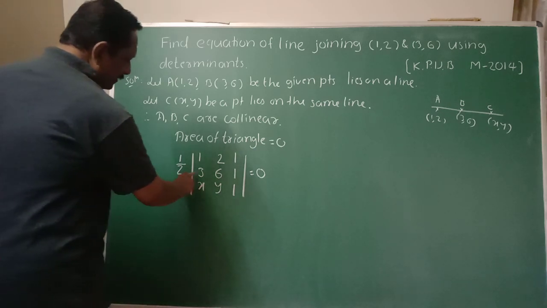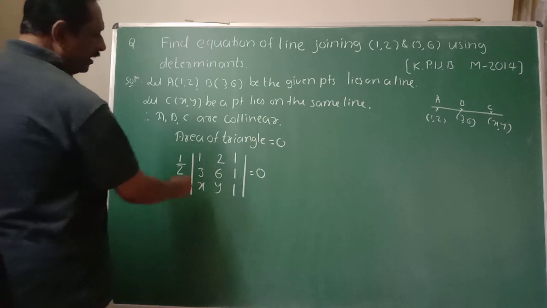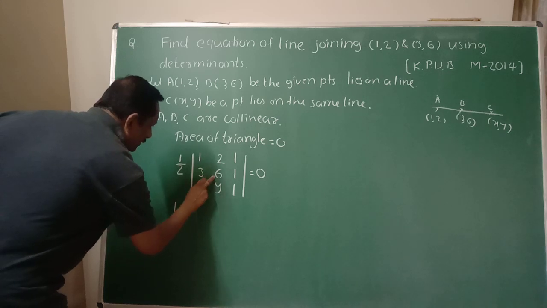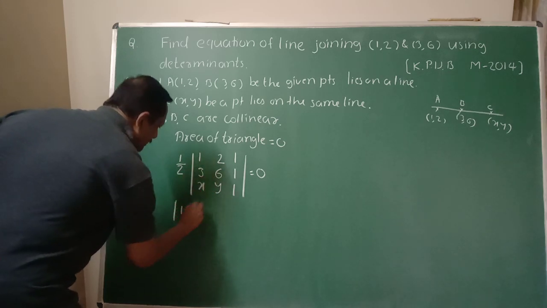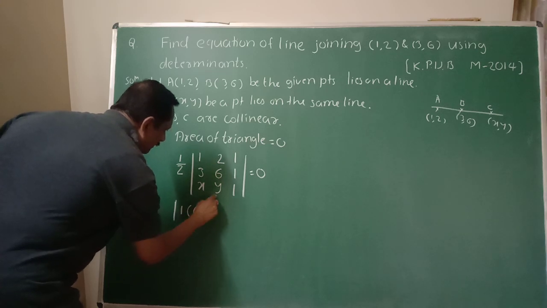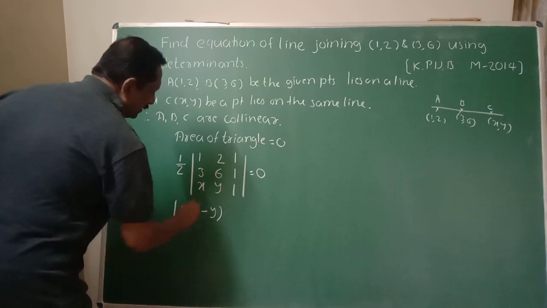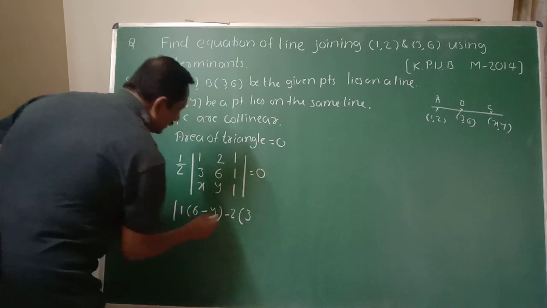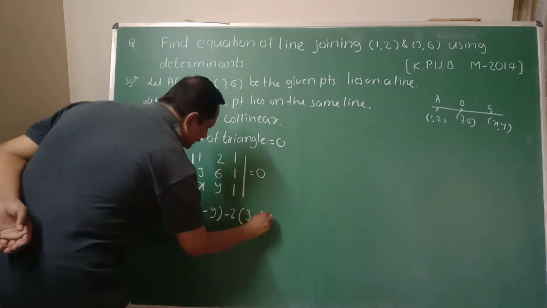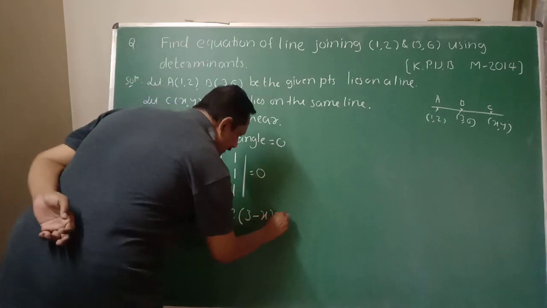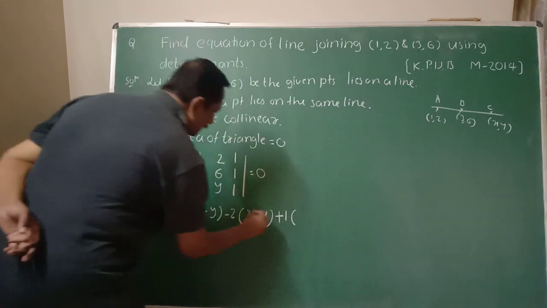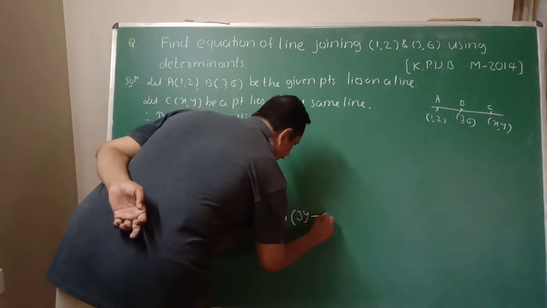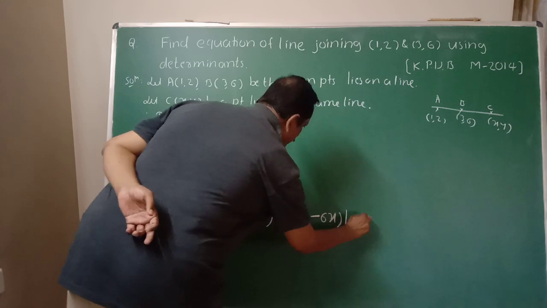Take it to that side here. 2 into 0 becomes 0. And expand this determinant here. So determinant of 1 into modulus here. Modulus of 1 into 6 ones are 6, y into 1 becomes y. Then minus 2, minus 2 into 3 ones are 3, and x into 1 becomes x here. Then plus 1 into 3 into y becomes 3y, minus x into 6 is 6x. That is equal to 0.